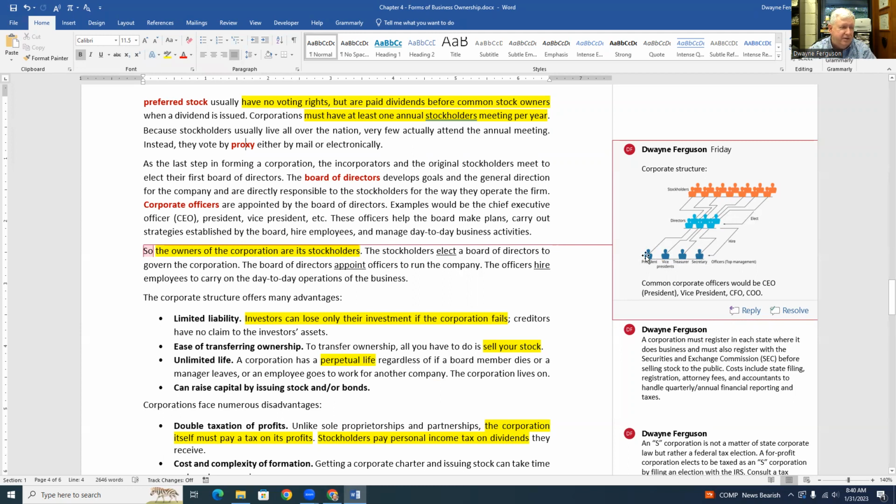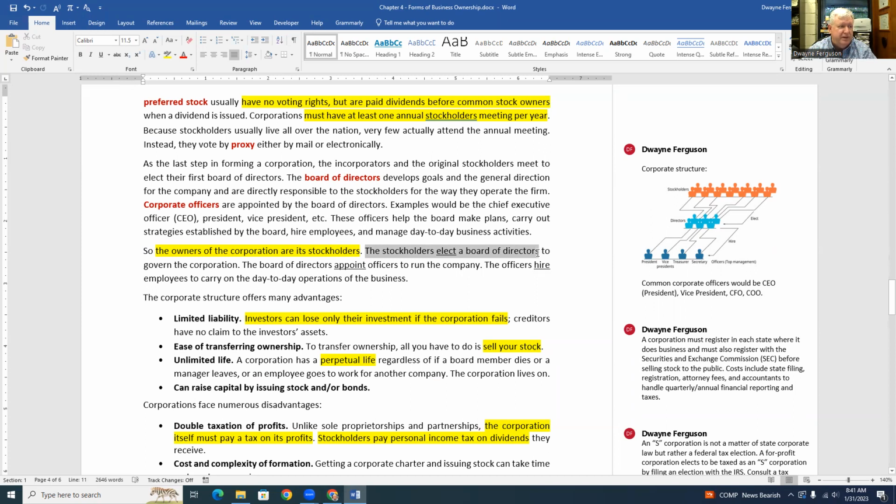This could be a CEO. This could be a CFO, chief financial officer. This could be a chief operations officer. So anyway, lots of officers, and those officers end up hiring management and hiring the people that actually work for them. So this right here is important. You can read about the board of directors and officers over here, but this structure: the stockholders elect a board of directors.